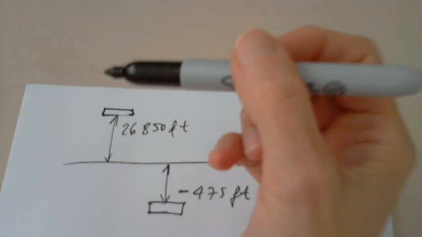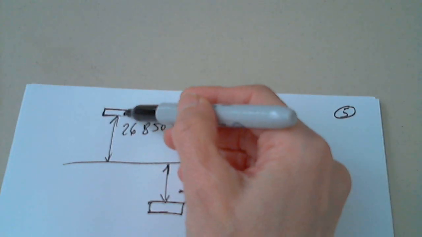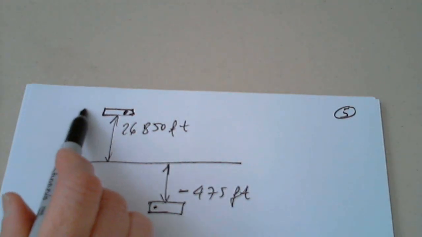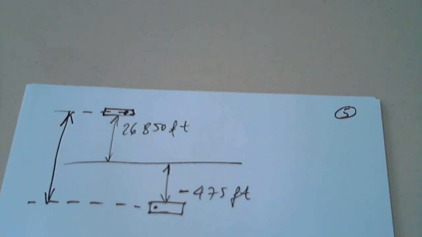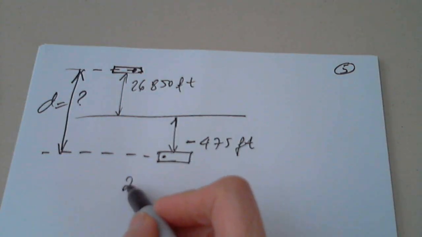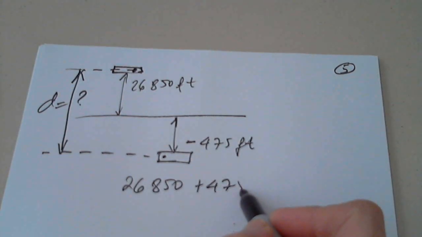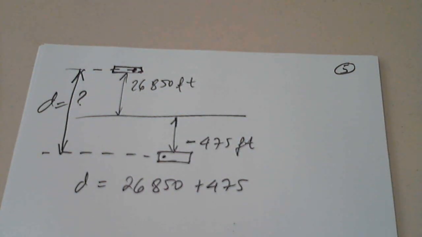How would I determine the distance? Of course, the vertical distance between a person here and a person here. And this is the vertical distance we are looking for. That's the distance we want. How will we determine that? Would it be 26,850 plus 475? Exactly. So we have 26,850 plus 475. That would be the distance between a person on the plane, in the plane, and a person in the submarine.